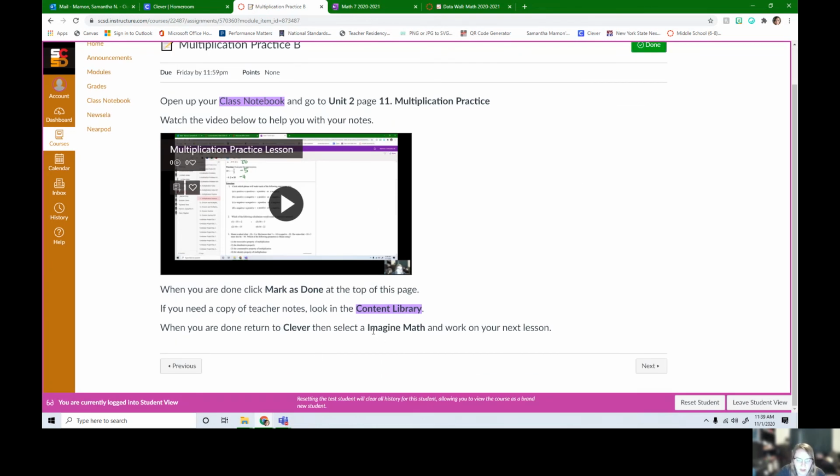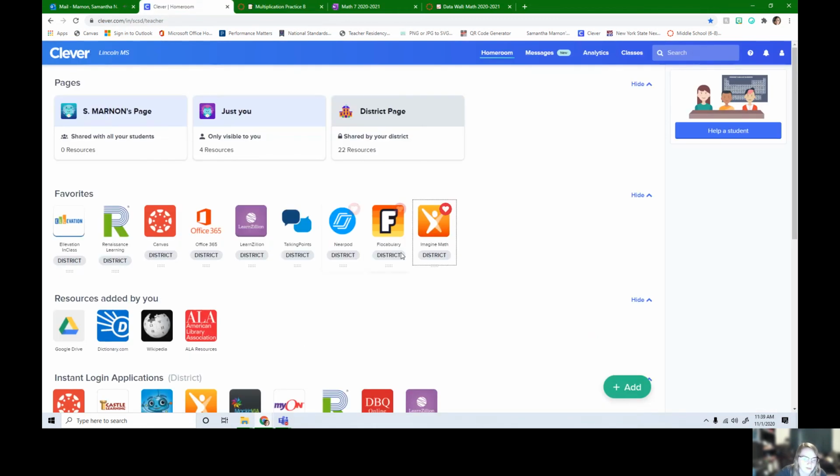Then to get to Imagine Math, to work on our next lesson, we need to go back to Clever. Clever is the way your students are logging onto Canvas in the first place, so they all know how to get to Clever. Right here, it's this orange one that says Imagine Math. This one will give students lessons that they need to work on at their level. So it's really important we're doing it.